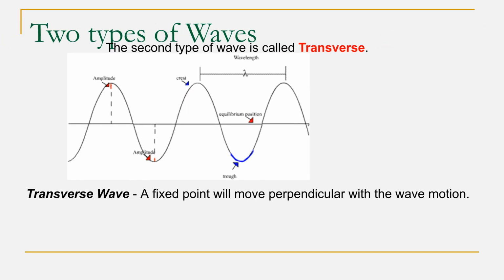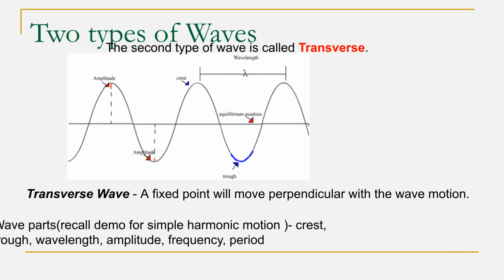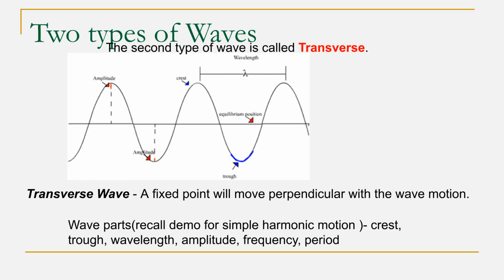The second type is the transverse wave. Here, a fixed point moves perpendicular to the wave motion. Wave parts include the crest, trough, wavelength, amplitude, frequency, and period.